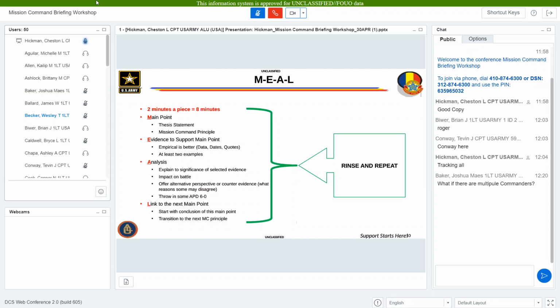I recommend at least 2 examples per main point. And if you can have empirical evidence, the more we can put data to it, or dates, or quotes, or something, the better your evidence is going to be. So give me some numbers. Then from that, give me the evidence.